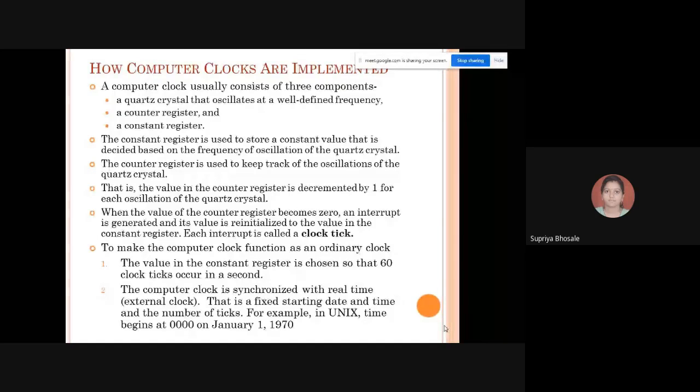And then the computer clock is synchronized with a real-time external clock. So there is a fixed starting date and time, and the number of ticks is maintained.